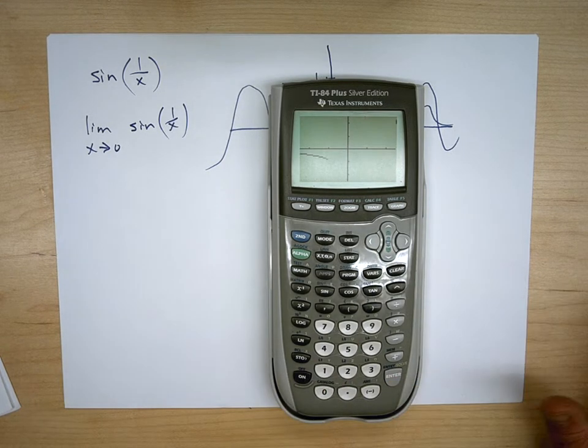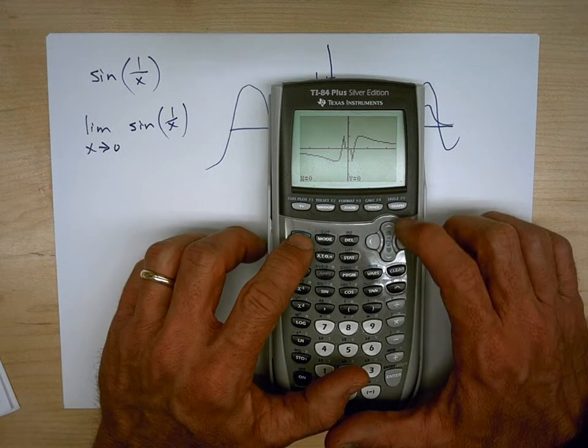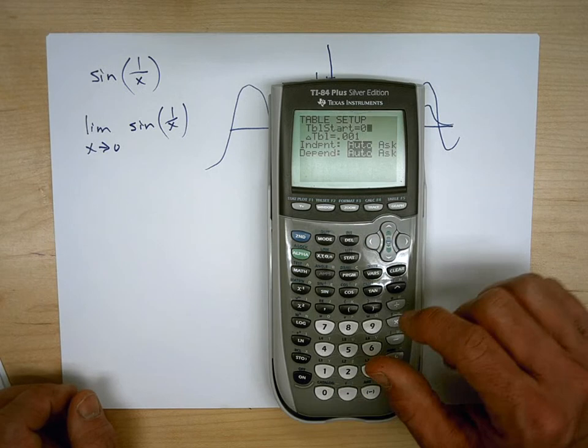So here we see... Yeah, it doesn't look the same as what I have. If you graph it in GeoGebra, you would see it better, but I'm mainly interested in what's going on in terms of the table. So let's set our table to start at 0. 0.001 should also work for this.